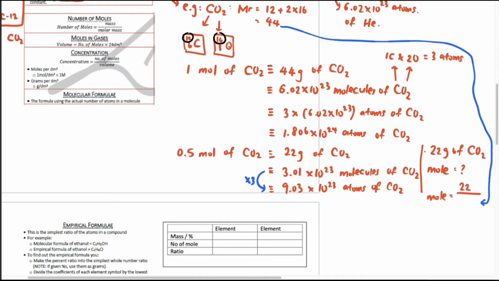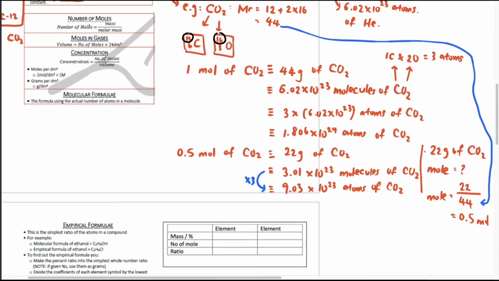Okay, then we get 22 over 44. We get 0.5 mole. So which matches with what we discussed just now? You see, 22 grams of carbon dioxide is 0.5 mole of carbon dioxide. So we can find out the number of moles by taking the mass and dividing by the relative molecular mass or molar mass. Okay, so that's why this is a convenient way.